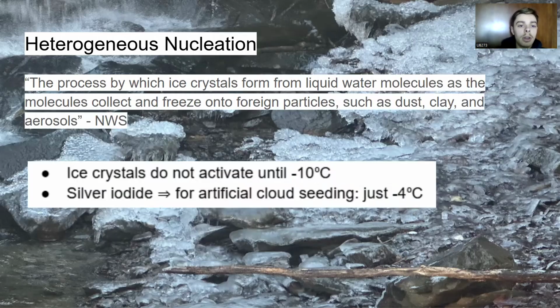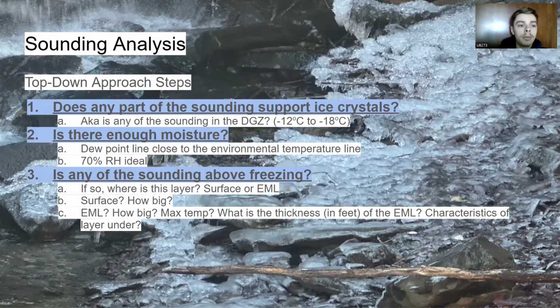Heterogeneous nucleation helps us to understand, well, I'll just say the definition: the process by which ice crystals form from liquid water molecules because they collect and freeze onto foreign particles such as dust, clay, or aerosols. Ice crystals do not activate until -10 degrees. So that's what I was saying before. And silver iodide, which is used for artificial cloud seeding, just needs to be -4 degrees Celsius.